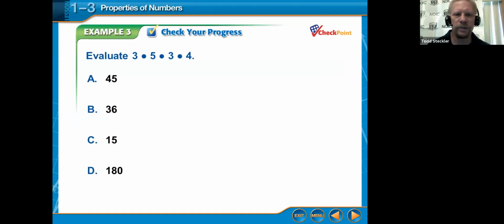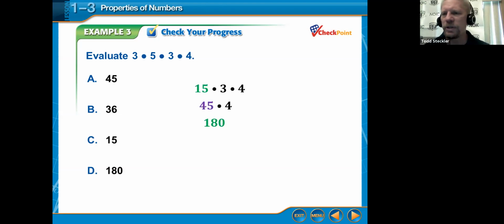All right, let's take a look at this expression again. It looks similar to what we had on the previous lesson on order of operations. 3 times 5 times 3 times 4. So using the order of operations from left to right, 3 times 5 is 15. Next, we'll take 15 times 3, which was 45. 45 times 4 is 180.